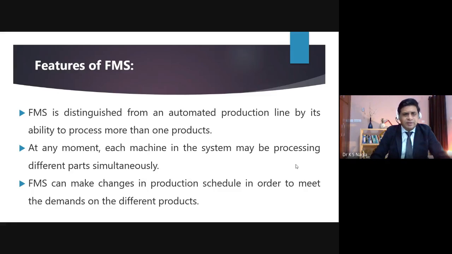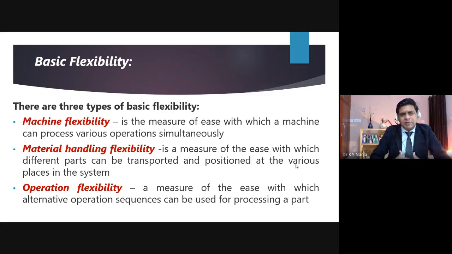The flexible manufacturing system can make changes in the production schedule in order to meet the demands for different products. This is a unique feature of the flexible manufacturing system, due to the flexibility in different parts, different operations, flexibility in the programming, and flexibility of the machines to work on different domains. The basic flexibility in the flexible manufacturing system can be classified into three different categories.